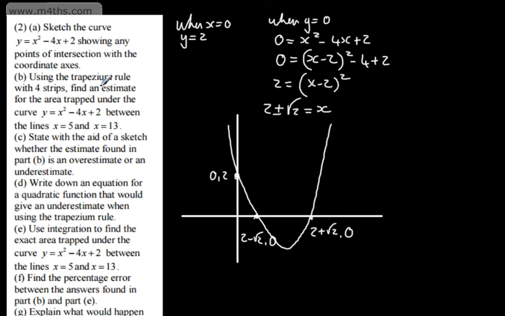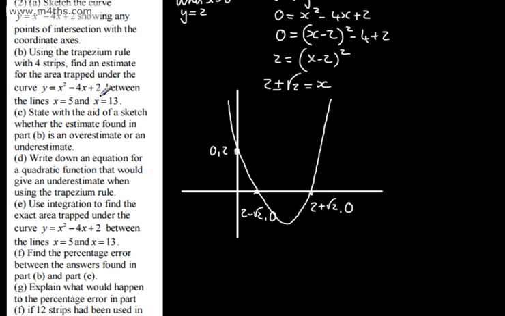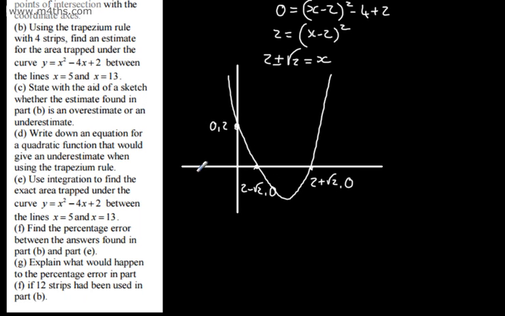In part B, it says, using the trapezium rule with 4 strips, find an estimate for the area trapped under the curve y equals x squared minus 4x plus 2 between the lines x equals 5 and x is equal to 13. So what we've got then is some way further up here. We're just going to use the trapezium rule now with the 4 strips to find an estimate.